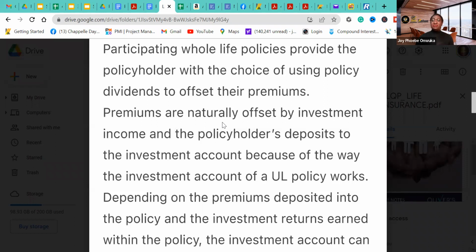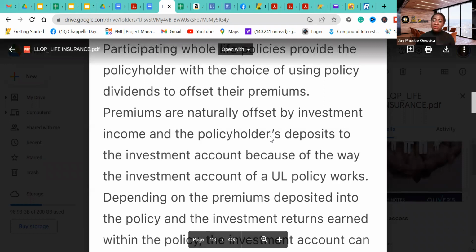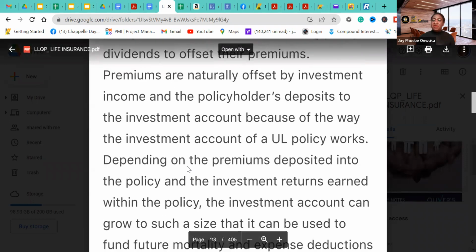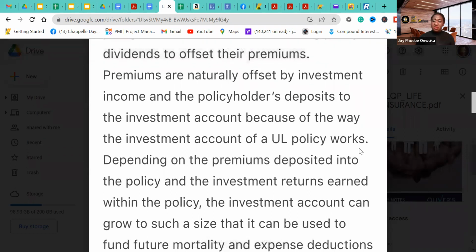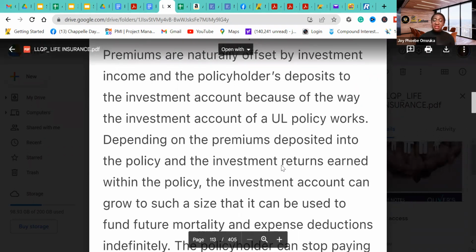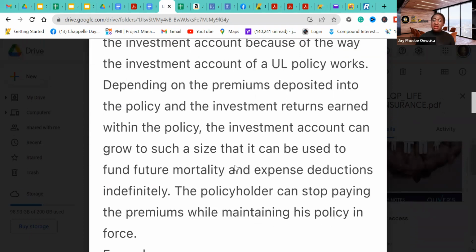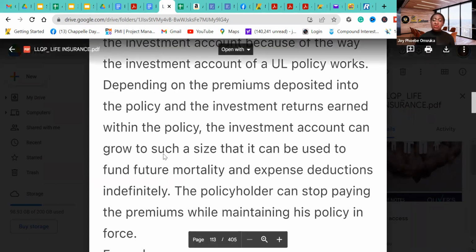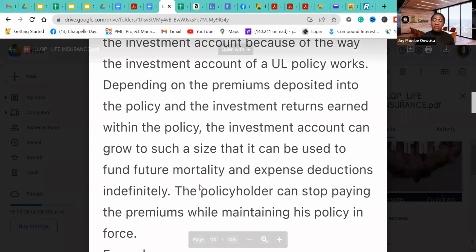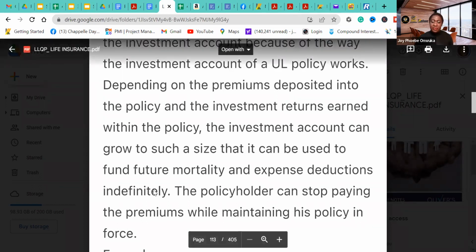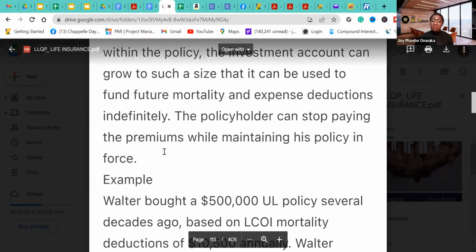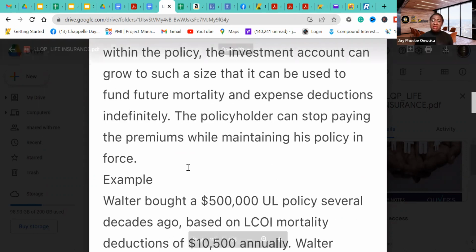Premiums are naturally offset by investment income and the policyholder's deposits to the investment account because of the way the investment account of a UL policy works. Depending on the premium deposited into the policy and the investment returns within the policy, the investment account can grow to such a size that it can be used to fund future mortality and expense deductions indefinitely. The policyholder can stop paying the premium while maintaining his policy in force.